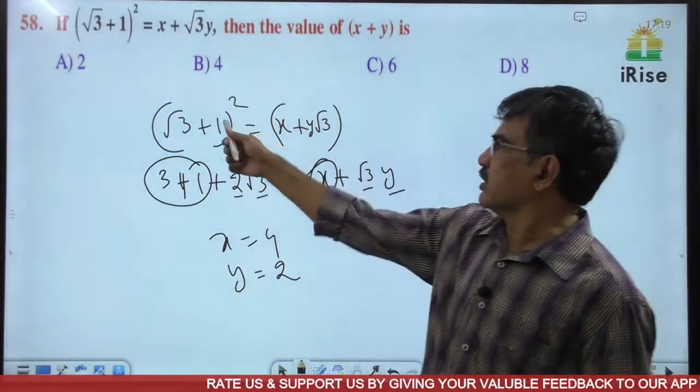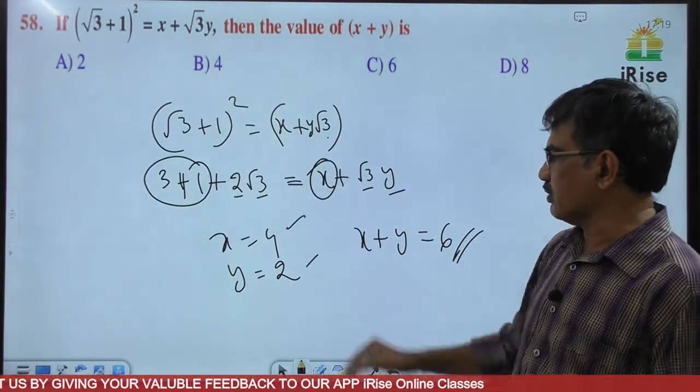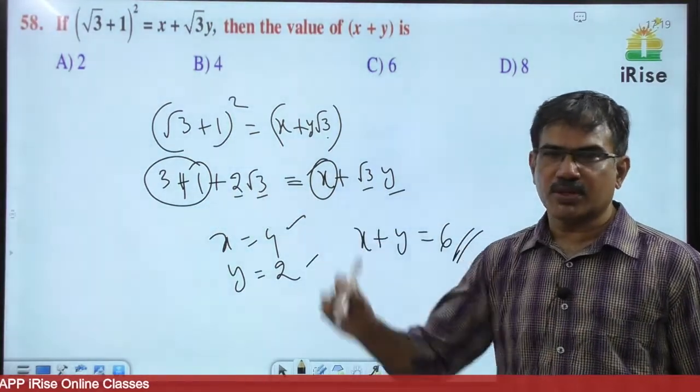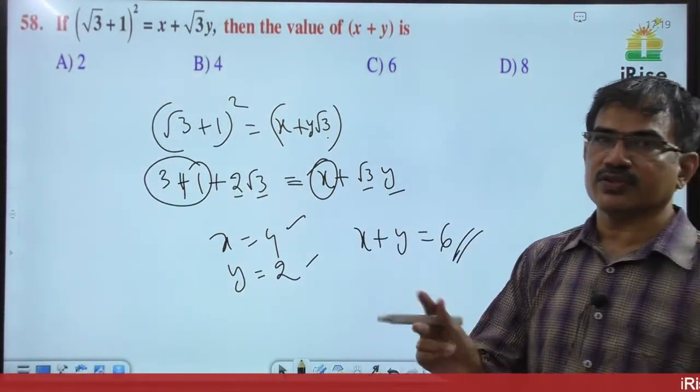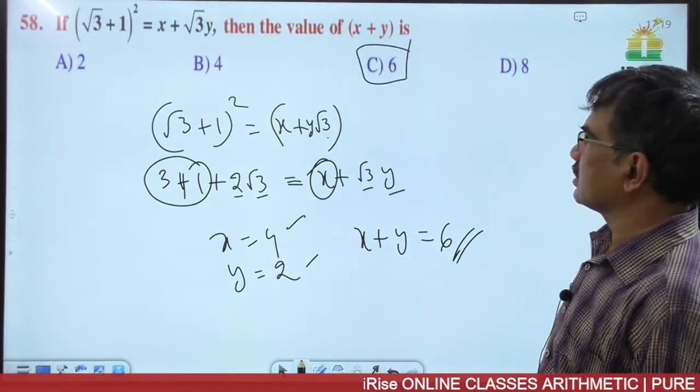If just a square is given, directly find the square and equate it to this. We get x is equal to 4 and y is equal to 2. Rational part is compared with rational part, irrational part with irrational part. Equality of sets I have told. Okay, so the answer for this question is 6. Next.